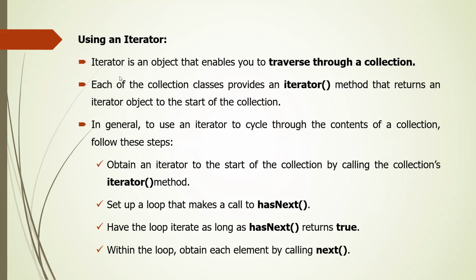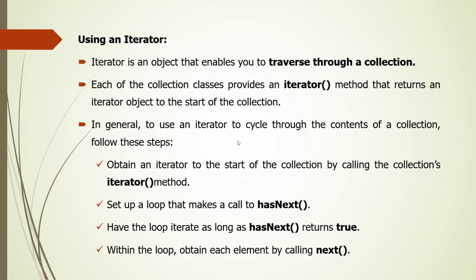Using an iterator. Iterator is an object that enables you to traverse through a collection. Each of the collection classes provides an iterator() method that returns an iterator object to the start of the collection. By default, in collection classes in Java, the iterator method will already exist with the collection.